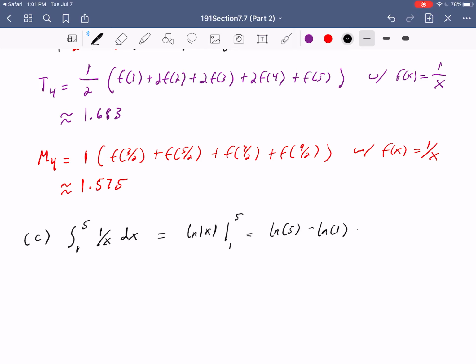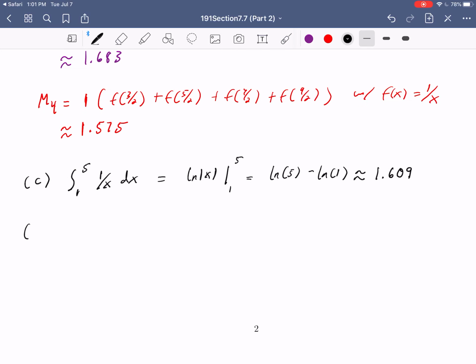And if we type that into a calculator to get a decimal approximation, ln of 5 is about 1.609, and then ln of 1, of course, is 0. So we get 1.609. So there is our actual value, at least the best a calculator can do with 3 decimal places. The true value is ln of 5. This right here, when we have it as ln of 5, that is the exact value of this thing. Of course, now it's an approximation because I'm writing a decimal for it. Okay, so let's now measure the true errors.